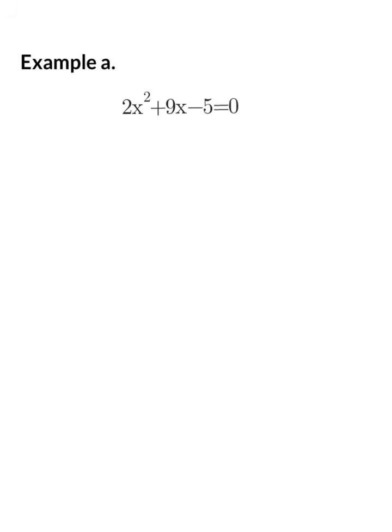If we look at example A, 2x squared plus 9x minus 5, the first thing that I want to do is identify my a, b, and c. A is equal to positive 2, b is equal to 9, and c is equal to negative 5. You want to make sure that you keep the signs with the numbers.